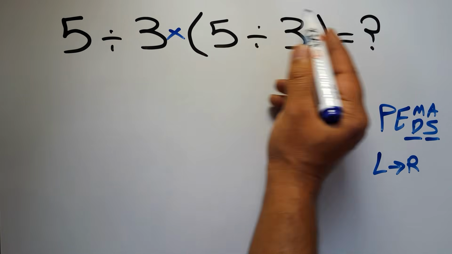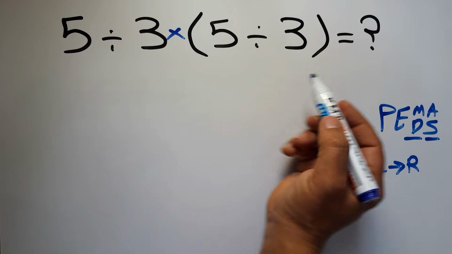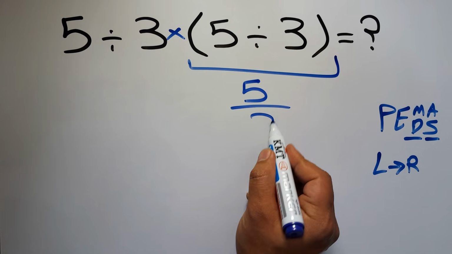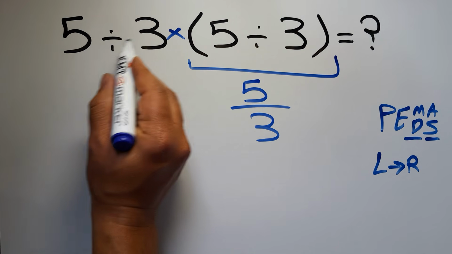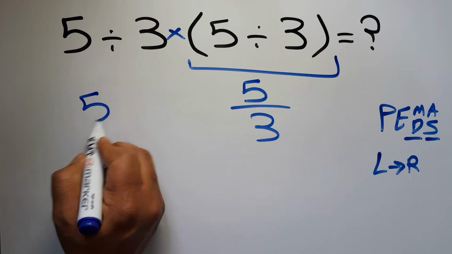So first we have to do this parenthesis. Inside this parenthesis we have 5 divided by 3. Can be written as 5 over 3. So 5 divided by 3, then times 5 over 3.